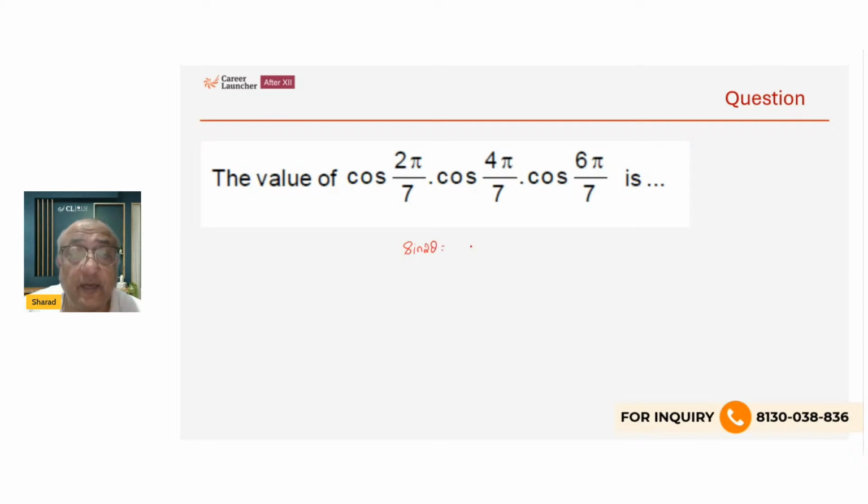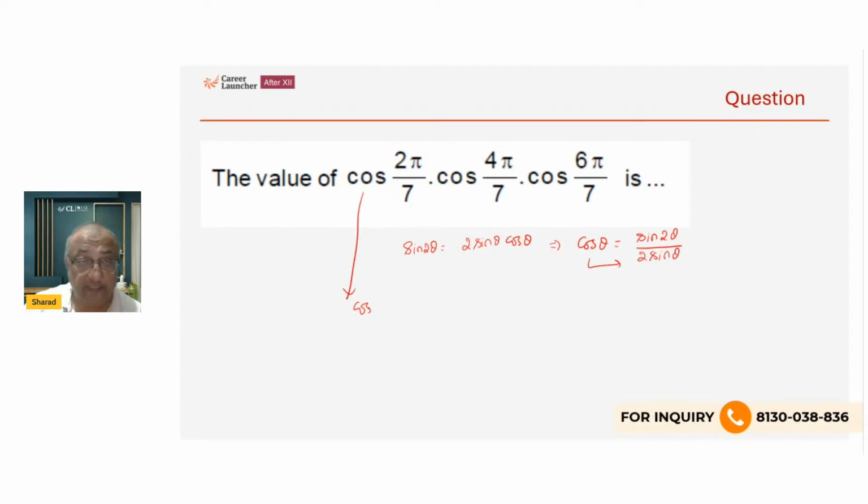Sine 2 theta is equal to 2 sine theta cos theta. Right? Everybody knows this formula. If you do not, please note it. But there's a version of this formula, kids. Cos theta is equal to sine 2 theta upon 2 sine theta. A lot of books will solve this problem in a different way. You solve it like this.